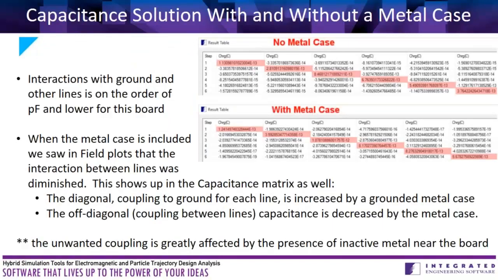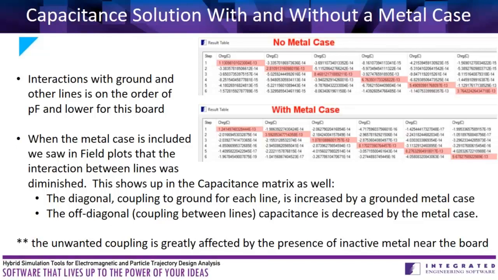So the capacitance matrix then gives me a way of understanding what we saw in the voltage plot very nicely. If I look at it with and without the metal case, we can see that on the diagonal, the self-effects, there's actually a little bit higher capacitance for all of these conductors once I put the metal case in. So the self-capacitance of every line is a little bit higher when you put on the metal case.